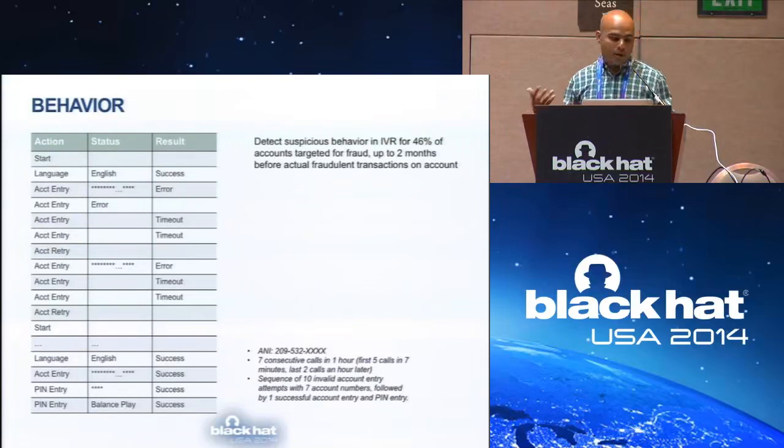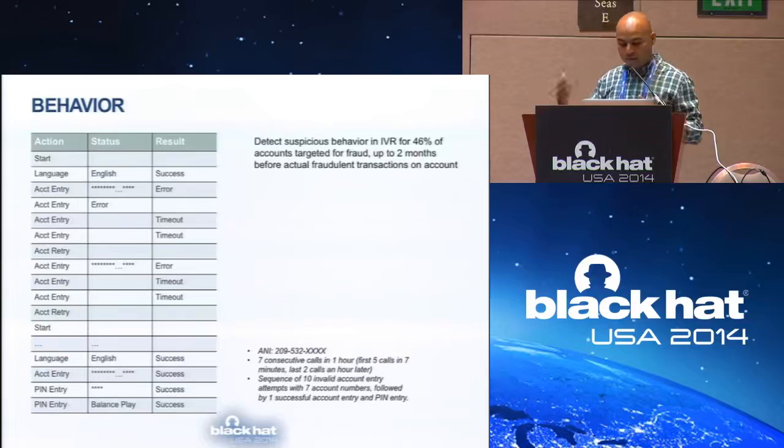So we can estimate that the fraudster has a list of account and PIN numbers that they have gathered from somewhere, and they're just trying those until they hit one. When they hit one, they manage to get a lot of information about the account. They can get the name on the account, they can get the balance, and they can decide what to do next. So when we throw in behavior features, we are able to detect 46% of accounts that have been targeted for fraud.